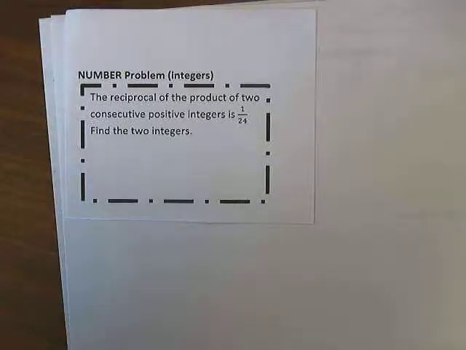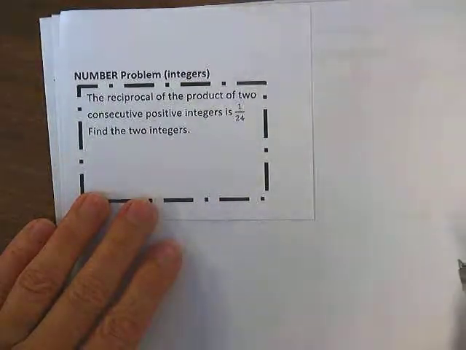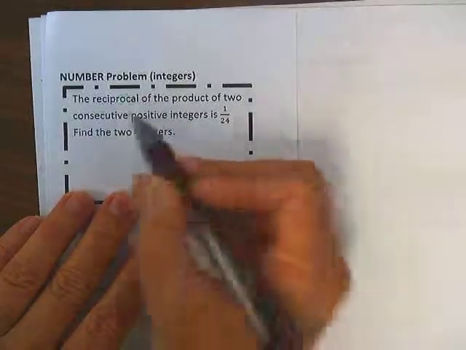Types of problems we need to take a look at. One is with numbers or integers. Our example problem tells us that we are dealing with the reciprocal of the product of two consecutive positive integers, and that reciprocal is going to equal 1 over 24. So we just need to remember what the words mean.